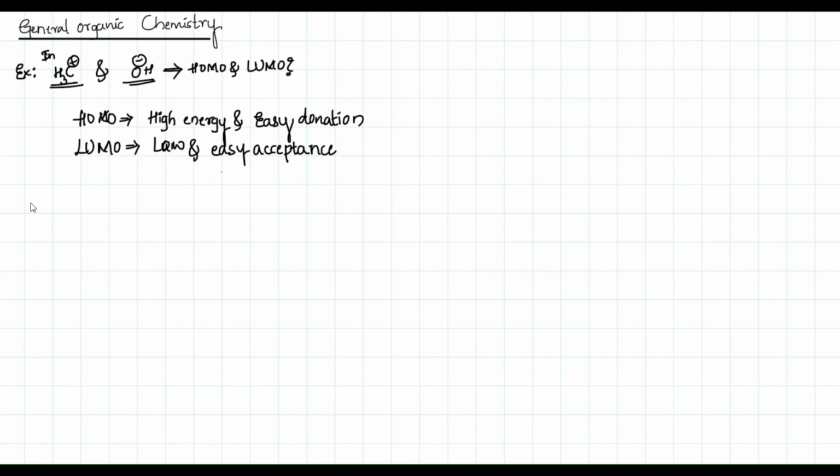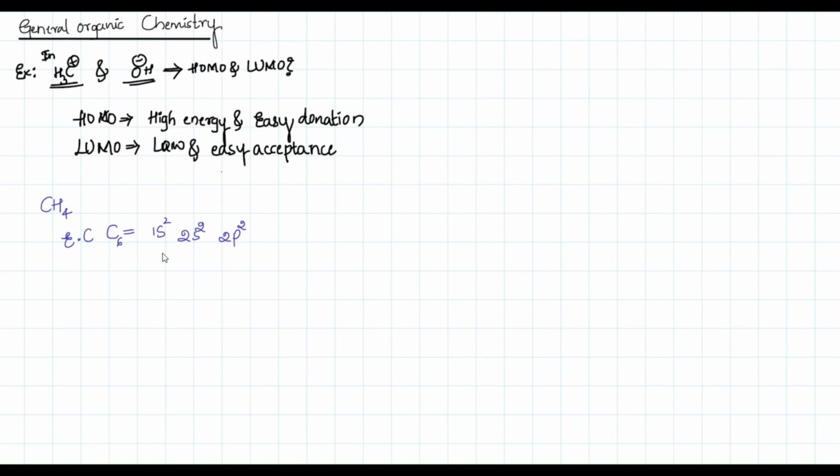In the example of CH3 plus and OH minus, let us consider how the CH3 plus carbocation will be formed during this reaction. It is formed from the CH4 methane molecule. We all know that the atomic number of carbon is 6, so it has the electronic configuration 1s2, 2s2 and 2p2.